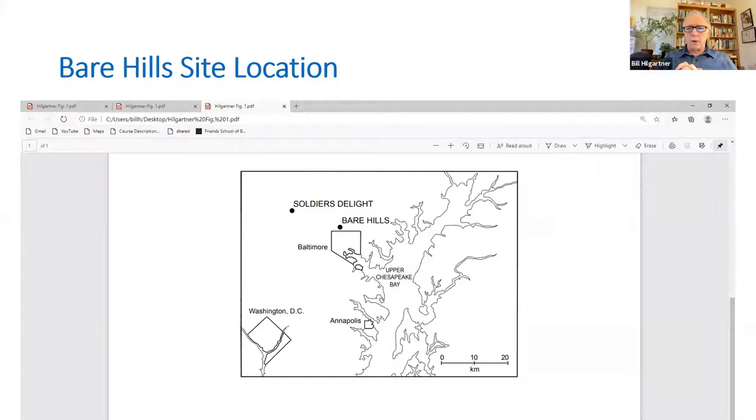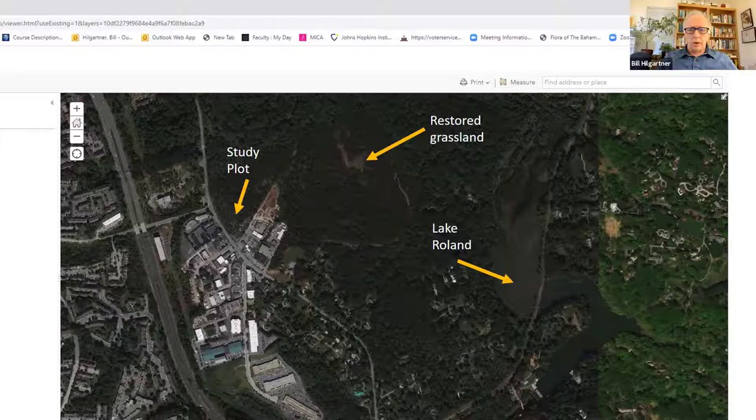Where is Bare Hills? Just in case you're viewing this from some distance and weren't sure, it's located just north of Baltimore, about a half mile above the city line. And many of you are familiar with Soldiers Delight, which is about 18 miles northwest of Bare Hills. These are the two serpentine outcrops that are in Baltimore County, and they are very, very similar, as it turns out. In an aerial photo, you can see the arrow here showing Lake Roland. My plot is down here. I'm going to zoom in on the next one so you can actually see it.